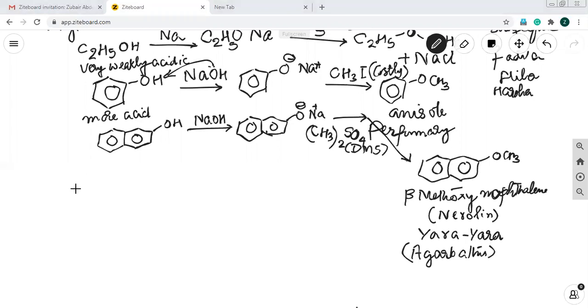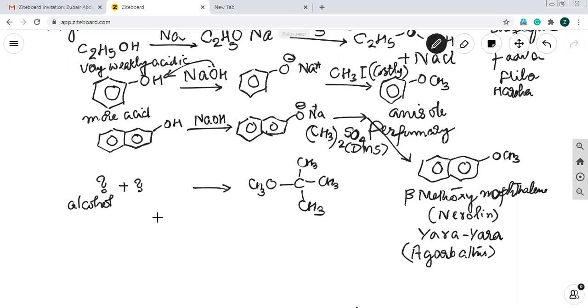Suppose you want to prepare an ether like this: OCH3, CH3 on one side, and on the other side CH3, CH3, CH3. What is the starting material for this? Which starting material will give you this product? Which alcohol on reaction with sodium, and which alkyl halide? How to find the starting material?